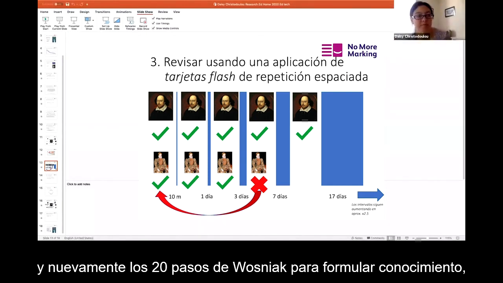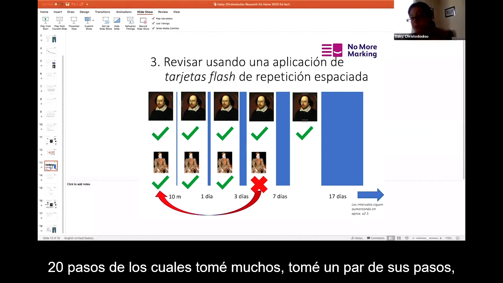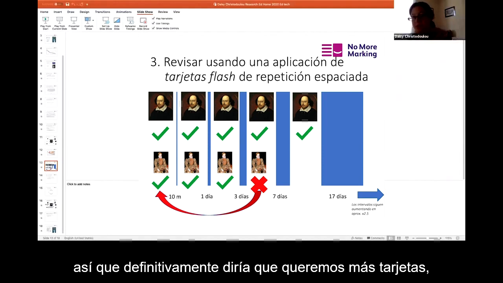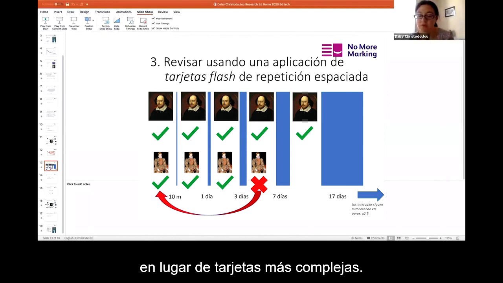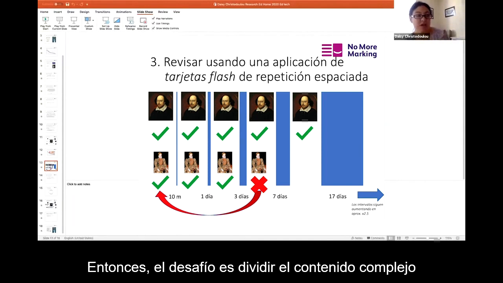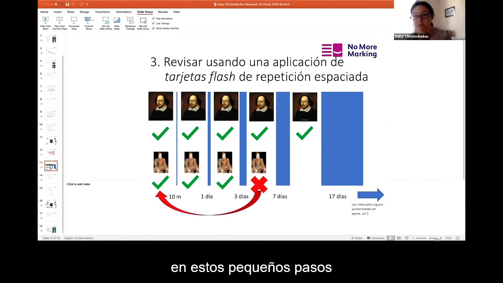And again, Wozniak has 20 steps for formulating knowledge, 20 steps. And a lot of what I take is taken from a couple of his steps. So you definitely want more flashcards rather than more complex flashcards, if you see what I mean. So it's about breaking the complex content down into small steps.